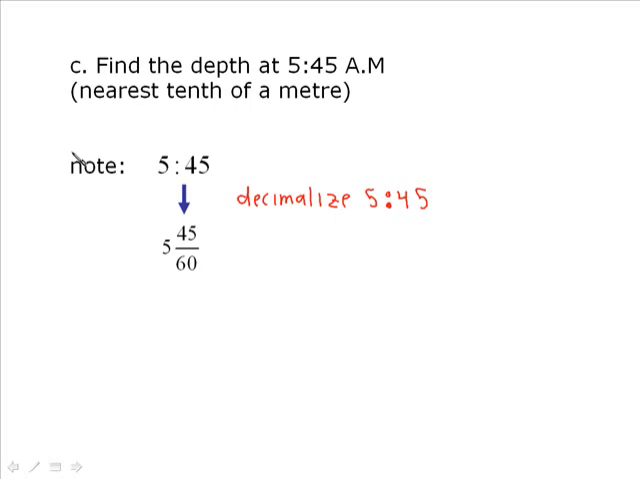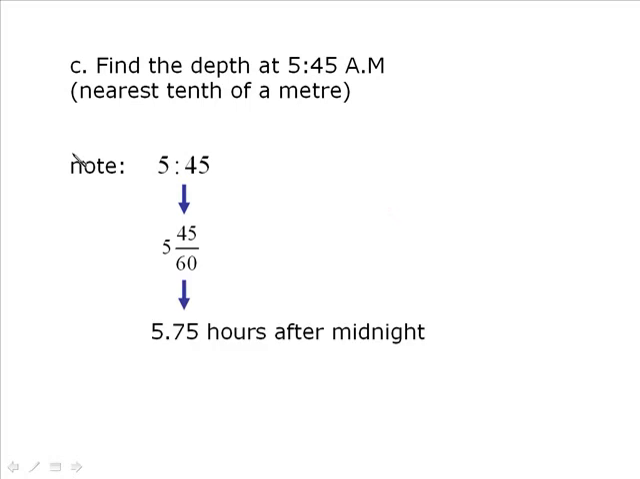So that's 45 over 60 minutes for 1 hour. So when you divide 45 by 60, it's three-quarters, or 5.75 hours after midnight. This is the figure that we will use in our calculations.